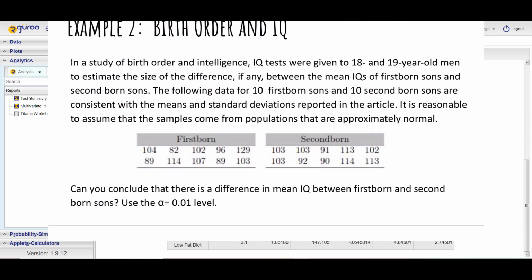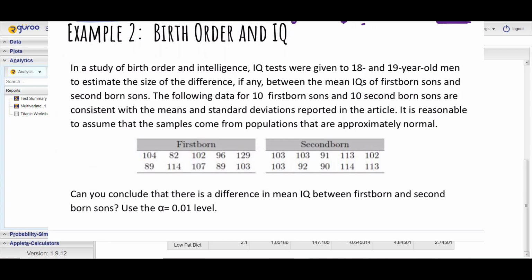All right, so let's look at the next one, birth order. And we have 2 sets of data that you're going to have to enter into Rguroo. It says, in a study of birth order and intelligence, IQ tests were given to 18 and 19-year-old men to estimate the size of the difference, if any, between the mean IQs of firstborn sons and secondborn sons. The following data for 10 firstborn sons and 10 secondborn sons are consistent with the means and standard deviations reported in the article. It is reasonable to assume the samples come from populations that are approximately normal. And then they list the data.